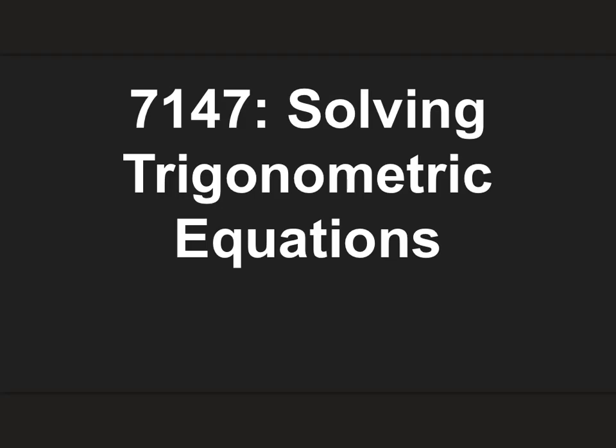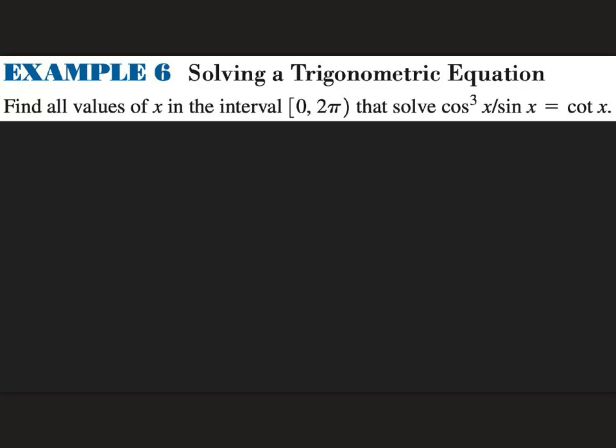Welcome to lesson 7147, solving trigonometric equations. Okay, find all values of x in the interval 0 to 2 pi that solve cosine cubed x over sine x equals the cotangent of x.